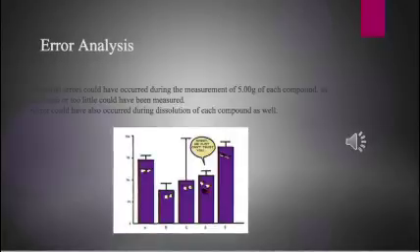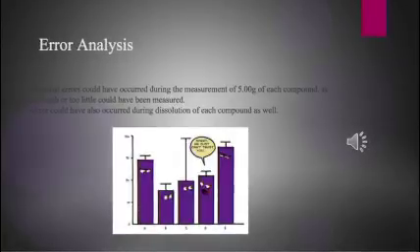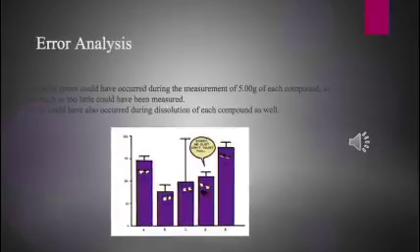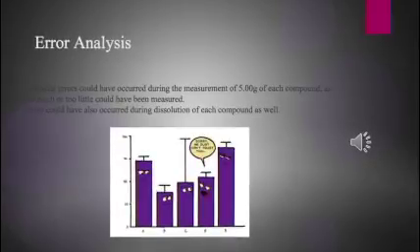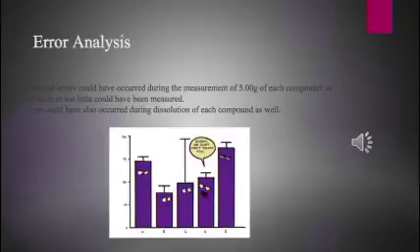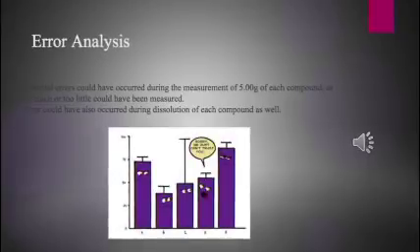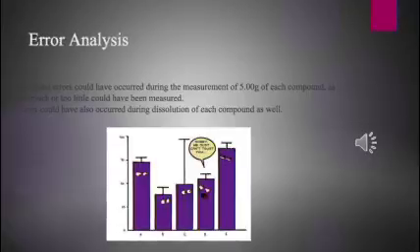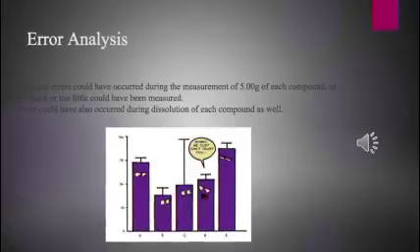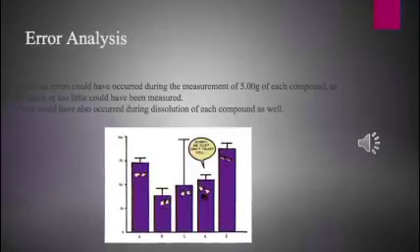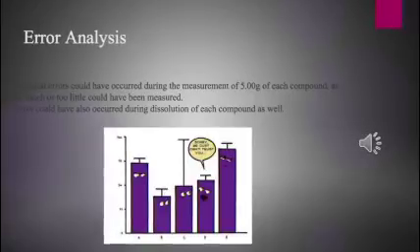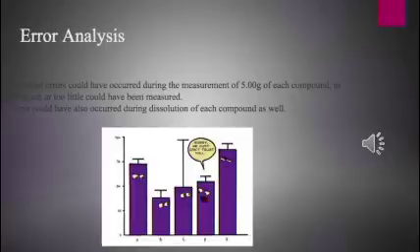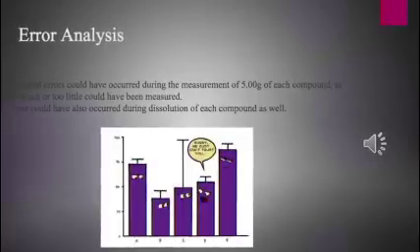As for the error analysis in this experiment, potential errors could have occurred during the measurement of the 5 grams of each compound, as too much or too little could have been measured. Error could have also occurred during the dissolution of each compound as well. As you can see from the graph, you can't always trust all your data. However, unlike this graph, we were lucky with our calculations and data and did not get any major outliers in the temperature changes that we saw.